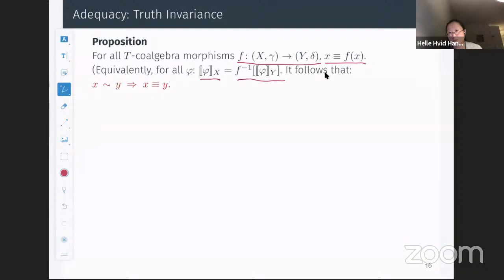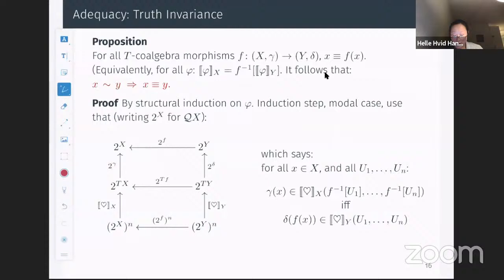Now the proof of this proposition is again by structural induction on phi. And when you get to the induction step for the modal case, you use the commutativity of this diagram here. So it's just a neat little application of some very basic category theory. And basically the lower part here commutes because of naturality of your predicate lifting here. And the upper part here commutes because it is essentially just the contravariant power set functor applied to the homomorphism diagram for f. So if you assume that f is a T coalgebra morphism, then if you would imagine what it looks like without having applied the contravariant power set functor, you see that this is because f is a coalgebra homomorphism, with Q applied to it, so to speak.